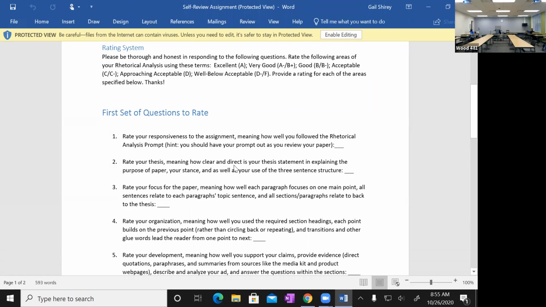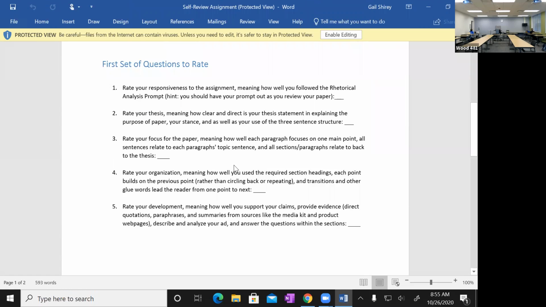So first set of questions, I want you to look at your essay. Now, this is when you are ready to submit your draft. Rate your responsiveness to the assignment. What does that mean? It means how well did you follow the prompt? How well did you follow the instructions?